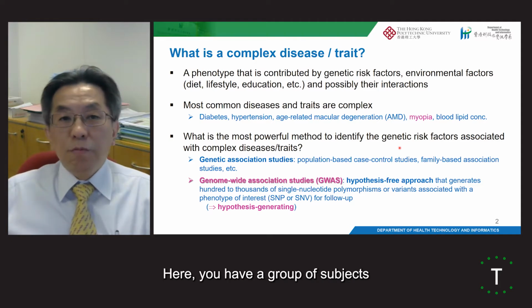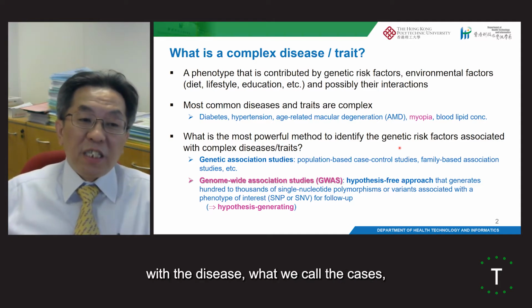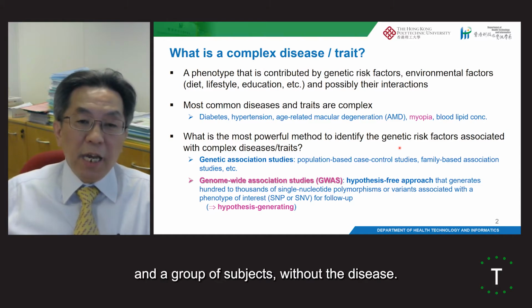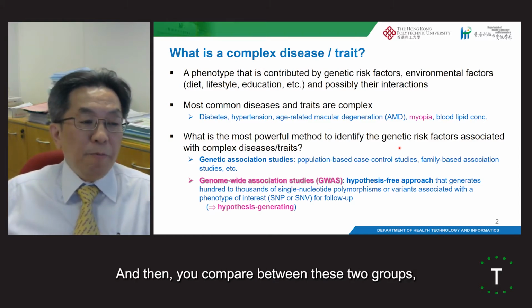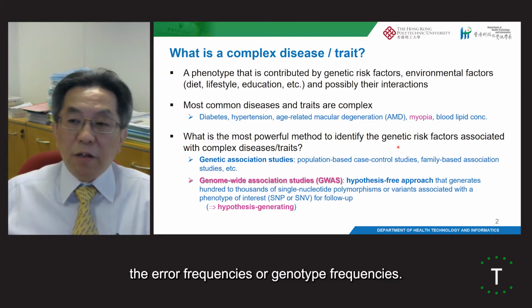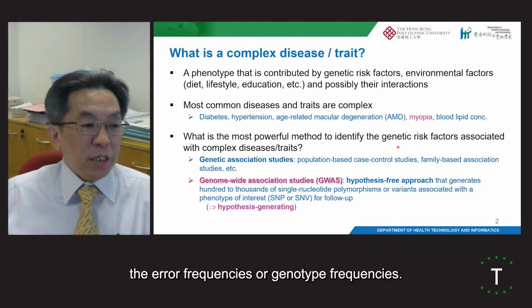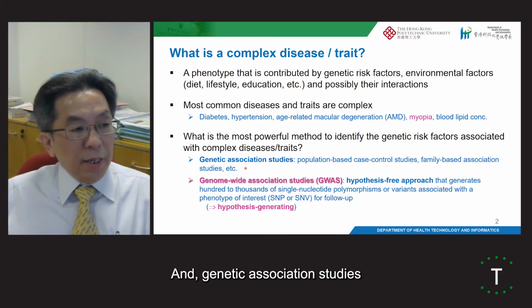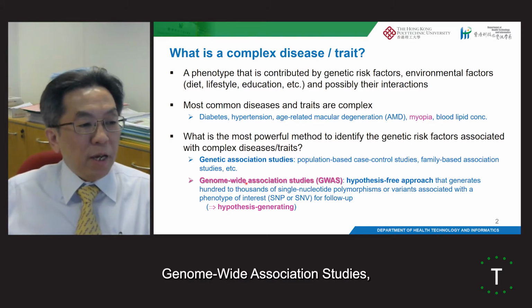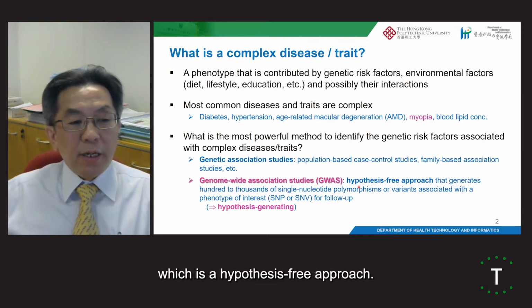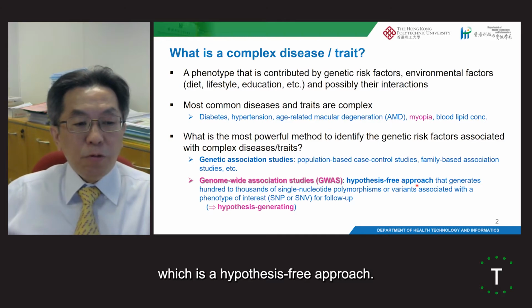Here, you have a group of subjects with the disease, what we call the cases, and a group of subjects without the disease, what we call the controls. Then you compare between these two groups the allele frequencies or genotype frequencies. Genetic association study is culminated with GWAS, genome-wide association studies, which is a hypothesis-free approach.